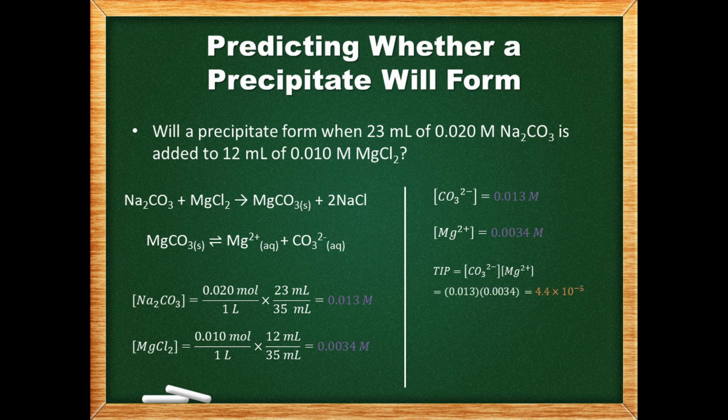After plugging in the concentrations, we get a value of 4.4 times 10 to the negative 5. This is larger than the KSP value of 6.8 times 10 to the negative 6 we get off of our table, so a precipitate will form.